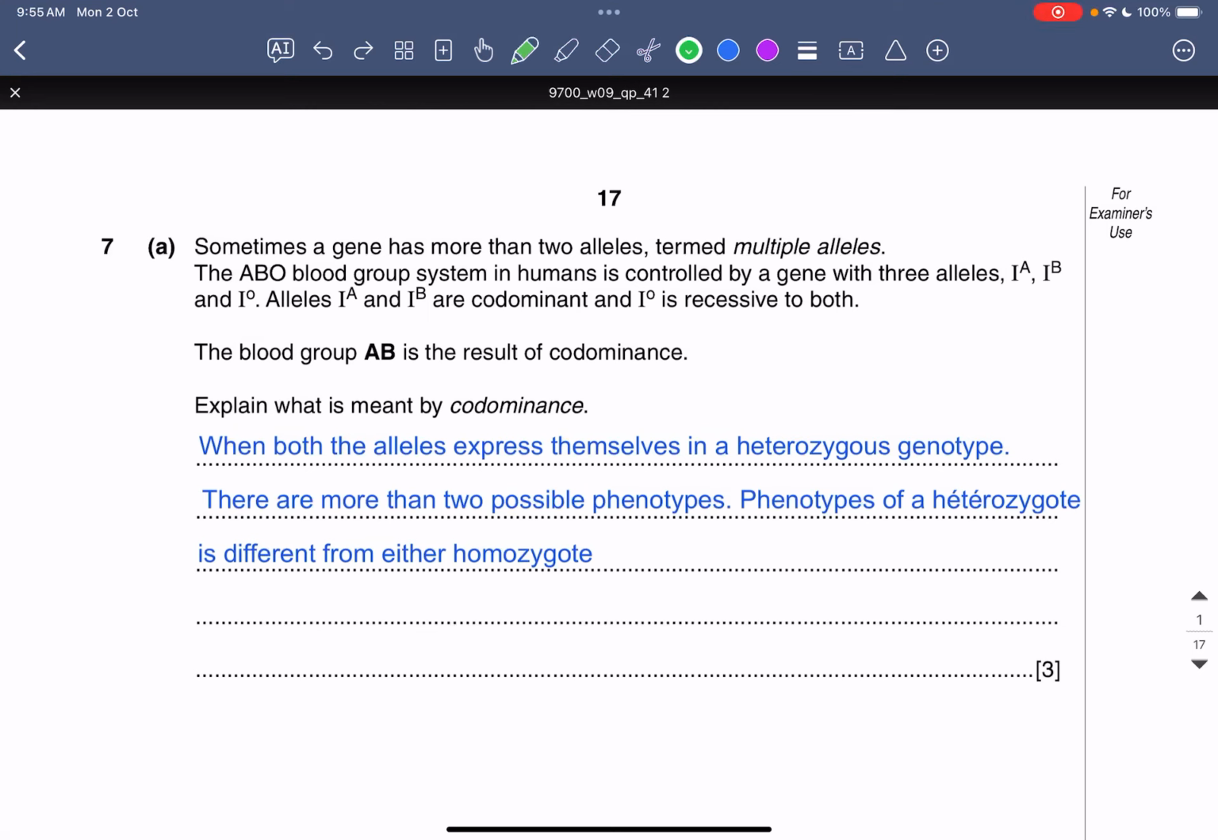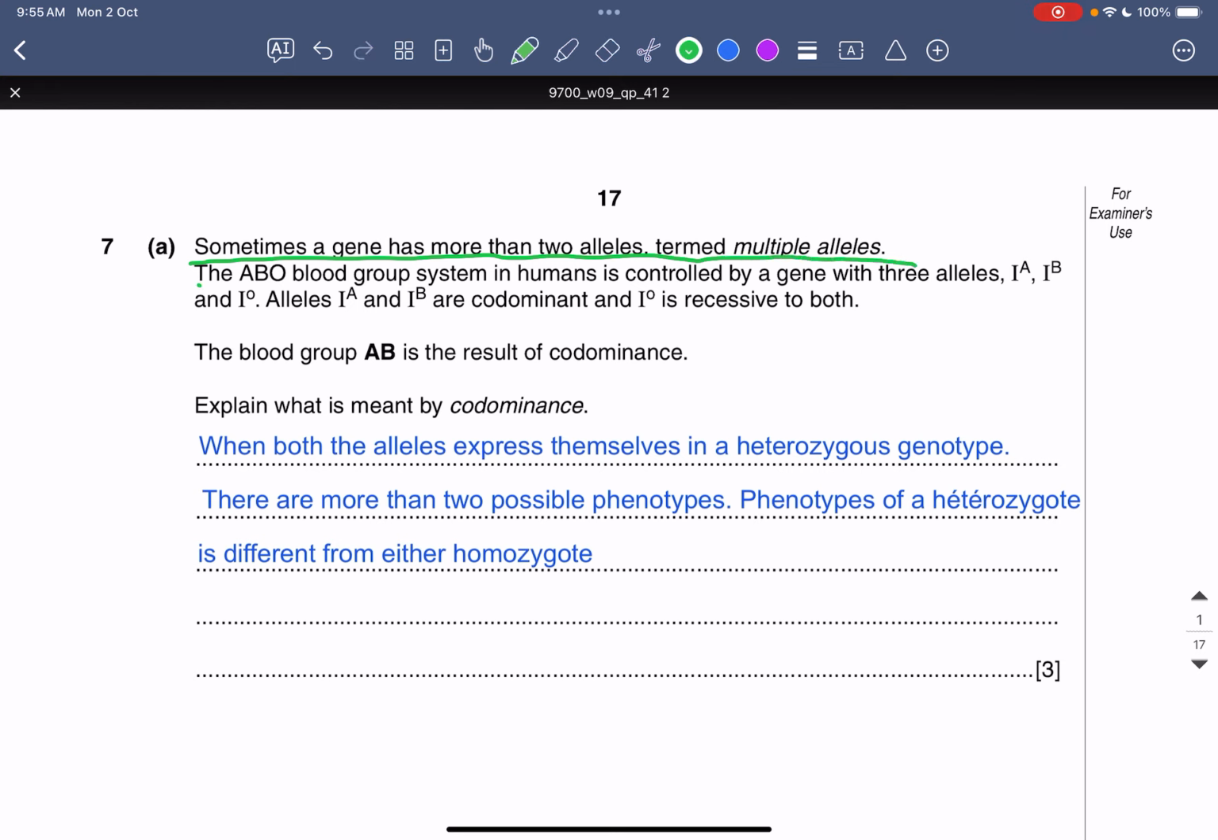Hello everyone. In this video lecture we will be discussing some questions related to the chapter Inherited Change for CIE 9700. So let's start. Sometimes a gene has more than two alleles, termed multiple alleles.